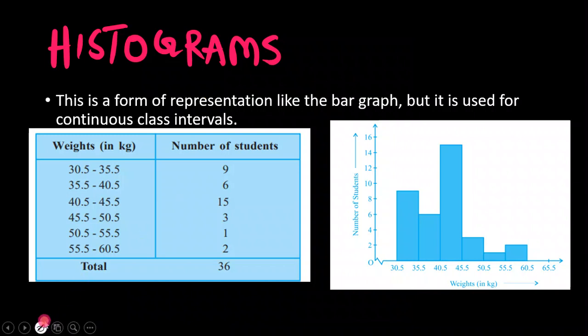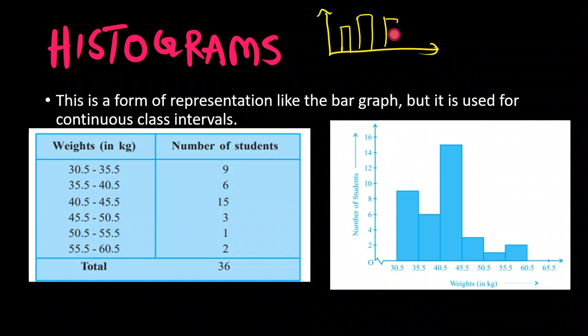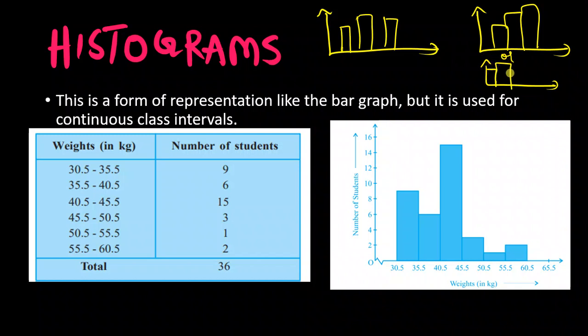Now histogram is a form of representation like the bar graph, but it is used for continuous class intervals. Now you know that in a bar graph we do not place the bars together, they are spaced, right? But the histogram is the complete opposite of this, where either you are going to leave a space in the beginning and you're going to draw continuous bars like such, or you are not going to leave a space at all. Maybe you might just start from here, it depends.